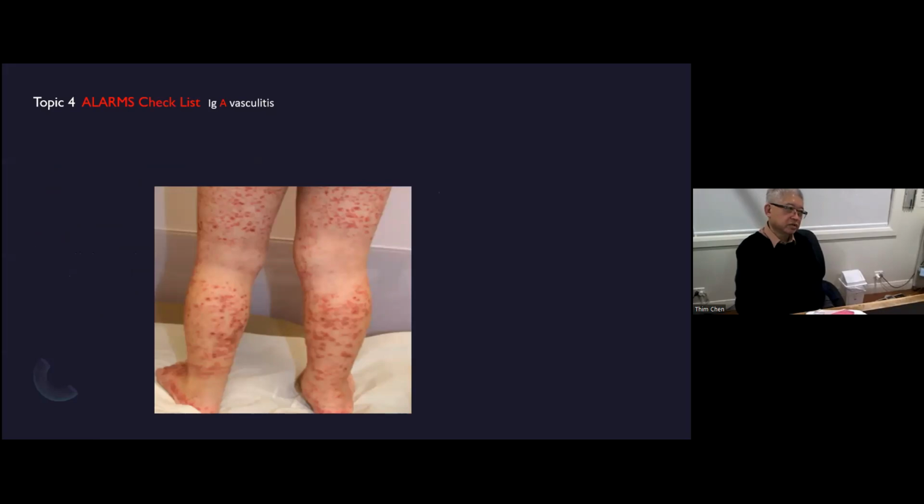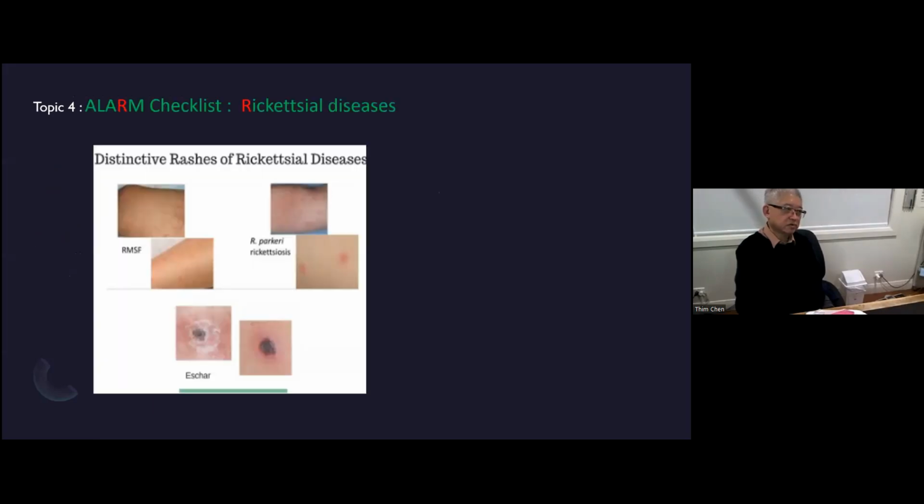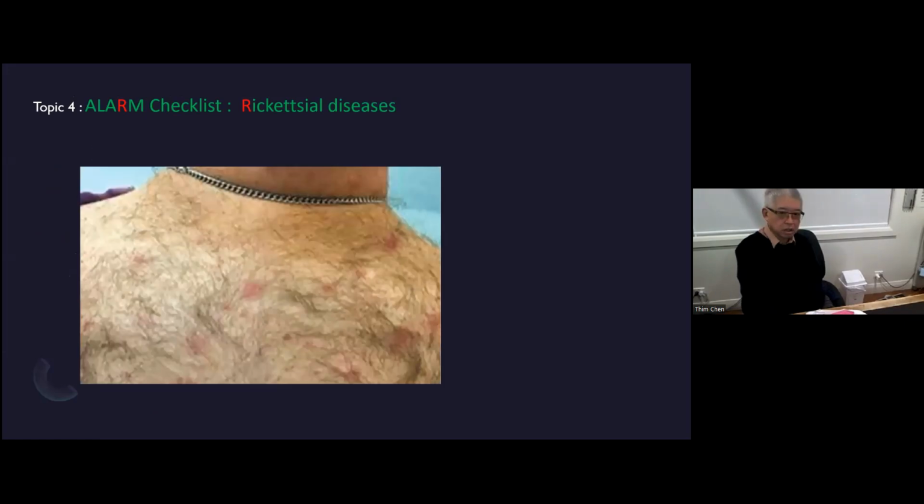So A, L, A, and then R for rickettsial. So rickettsial, Americans have their Rocky Mountain spotted fever. Malaysians, of course, Southeast Asia, they have scrub typhus, tsutsugamushi. Rickettsial, tsutsugamushi. So you can see it's bitten by a tick. In the Malaysian one it is a mite. So this is caused by a tick.